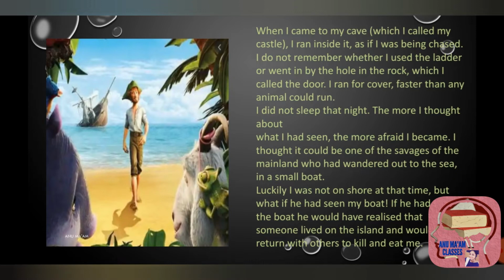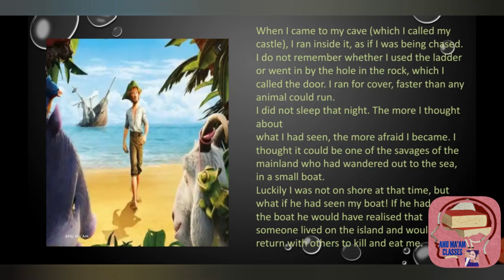Okay, he said that when he came back to his home, which he called his castle, because he had made a home in a cave on the island. And there was a big stone on the mouth of that cave, where there was a hole which he called the door, and the cave he called his home, his castle. Okay. And he is saying that he doesn't remember whether he used the ladder or came in by the hole in the cave.